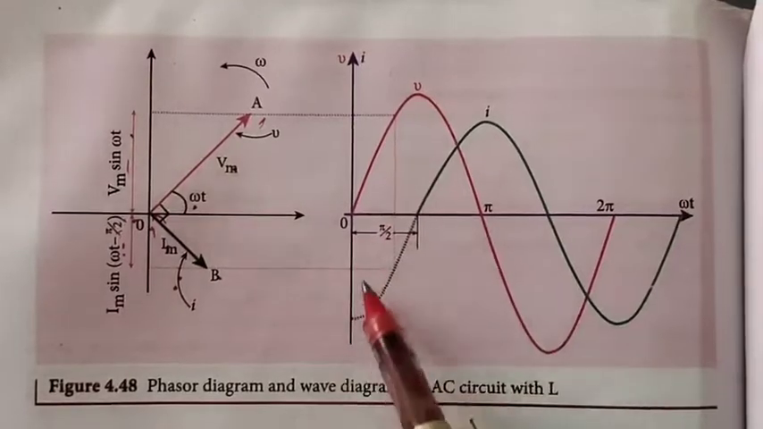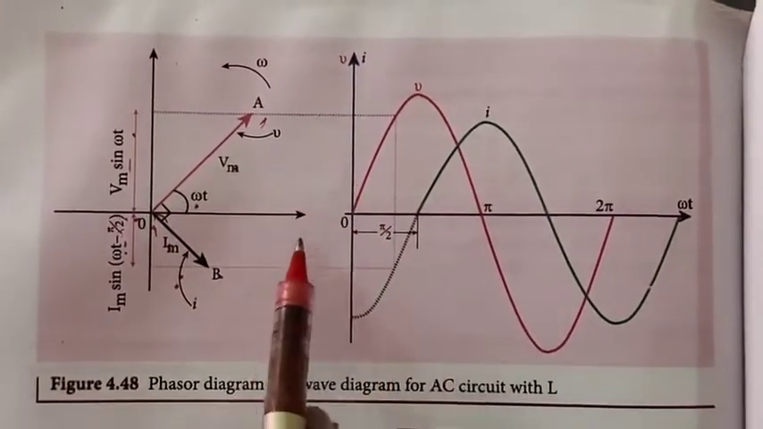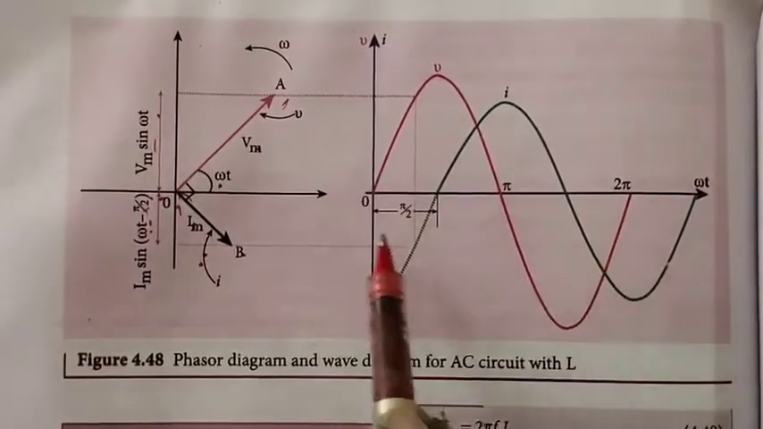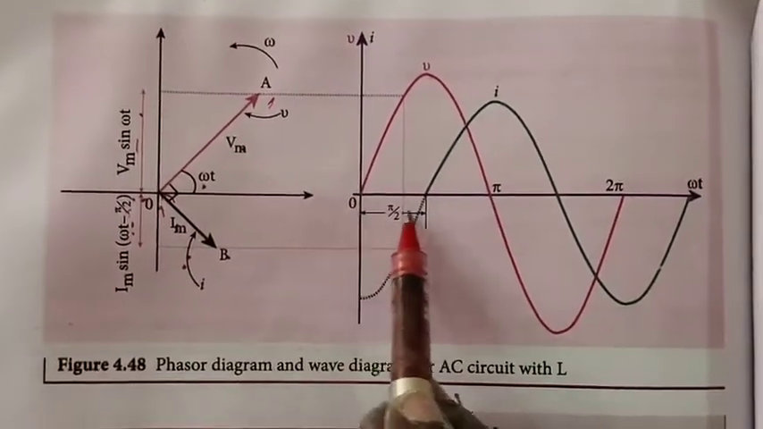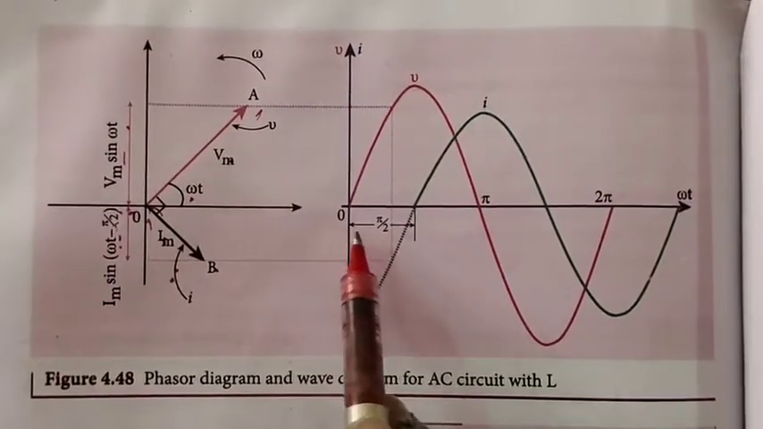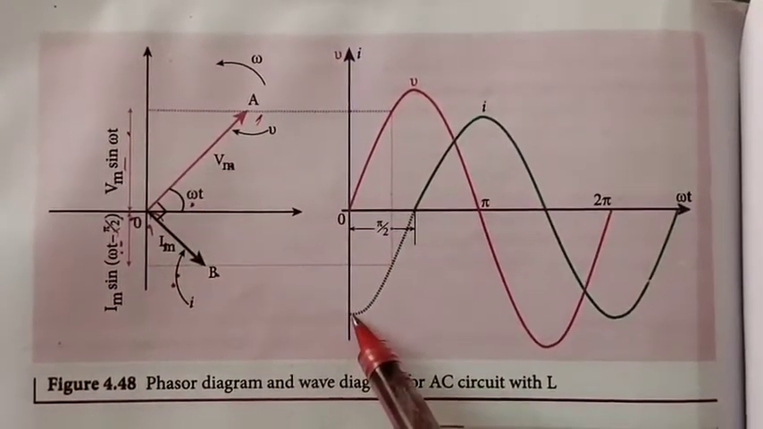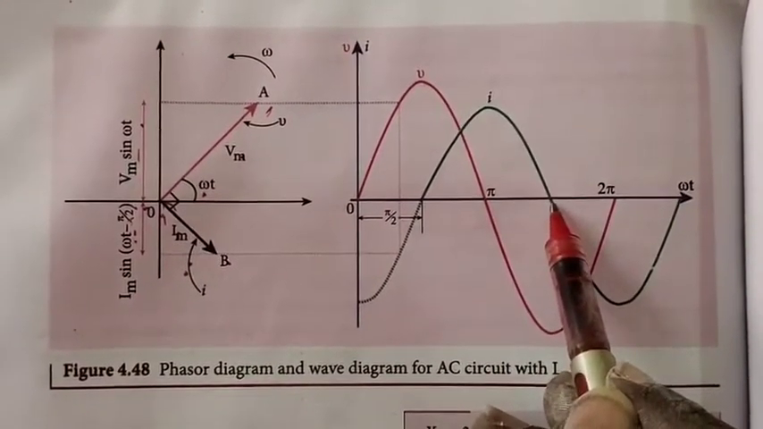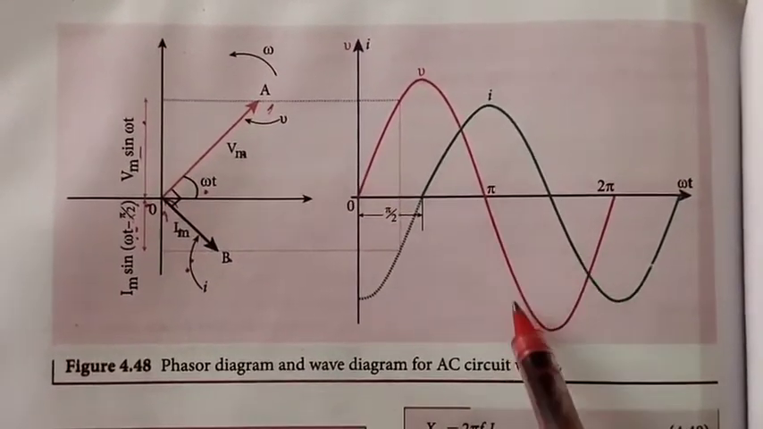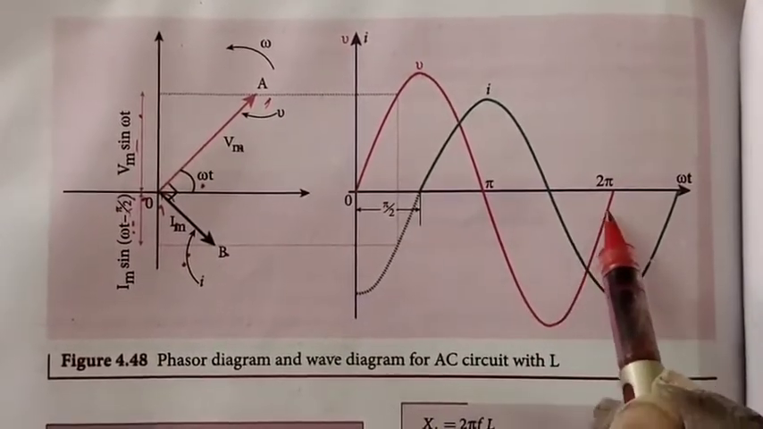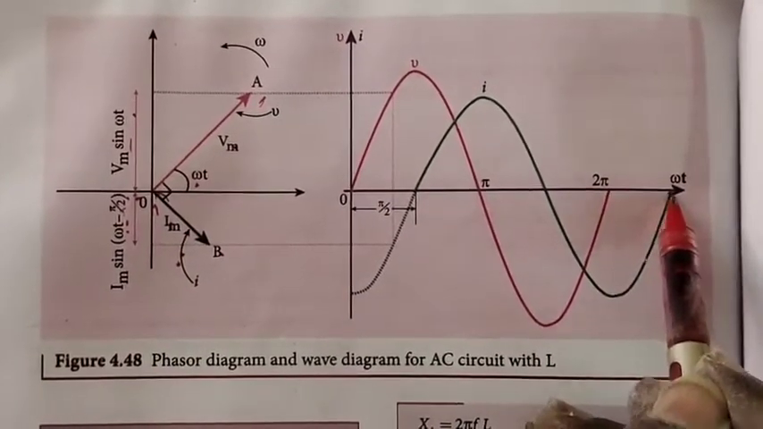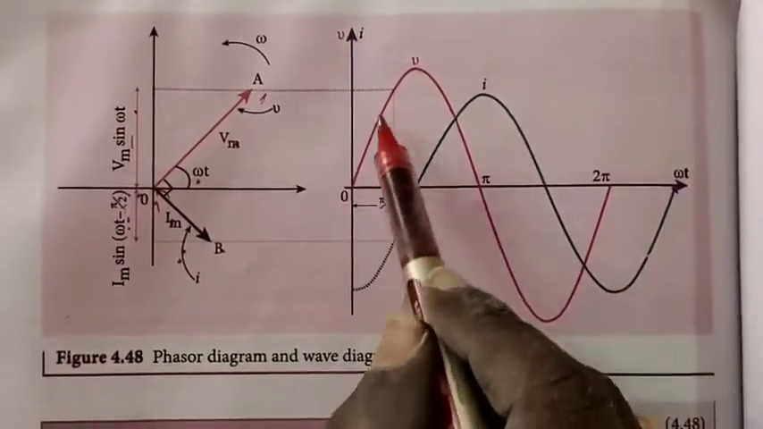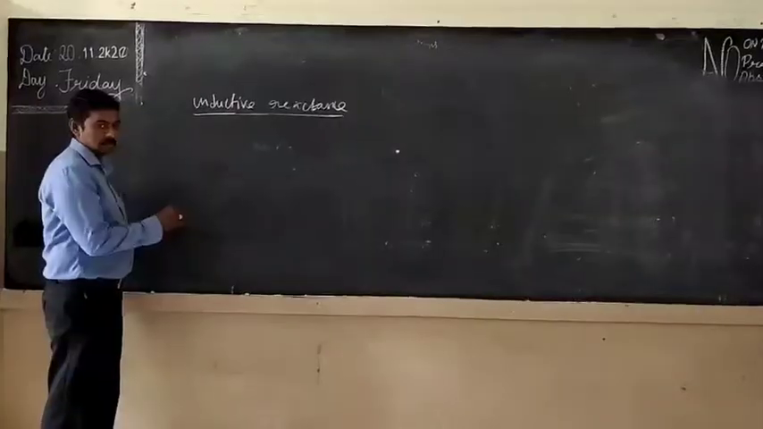Now this is the wave diagram. The voltage starts from 0 to pi and then goes to 2 pi. But here you can see that the current will differ in phase angle by pi by 2, starting from pi by 2, and then pi, and then goes to 2 pi, that is omega t. This diagram shows the phase angle between the current and the voltage.